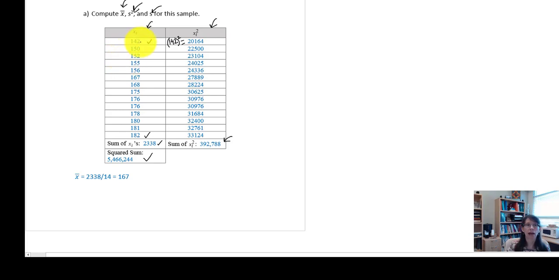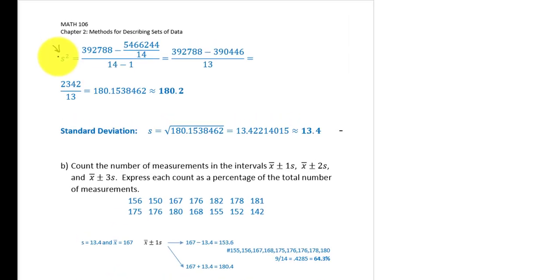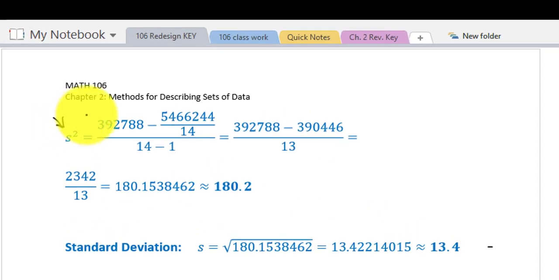Well, since we already have the sum of our data, we simply need to divide by the number of measurements, which is 14. So when we make this calculation, 168 is the mean for our data set. Our next calculation is the sample variance.